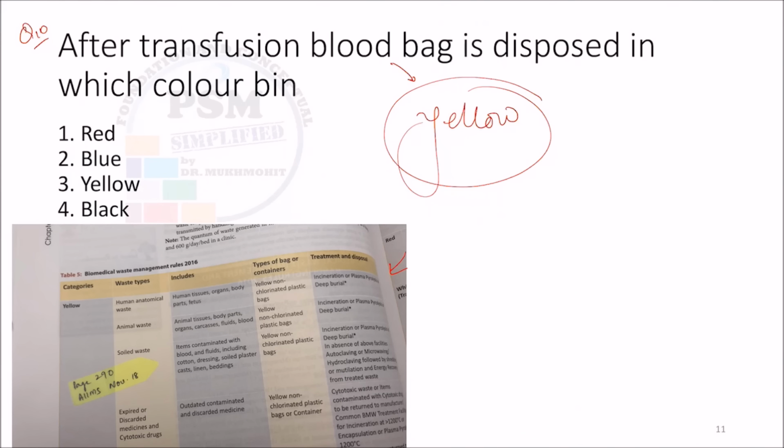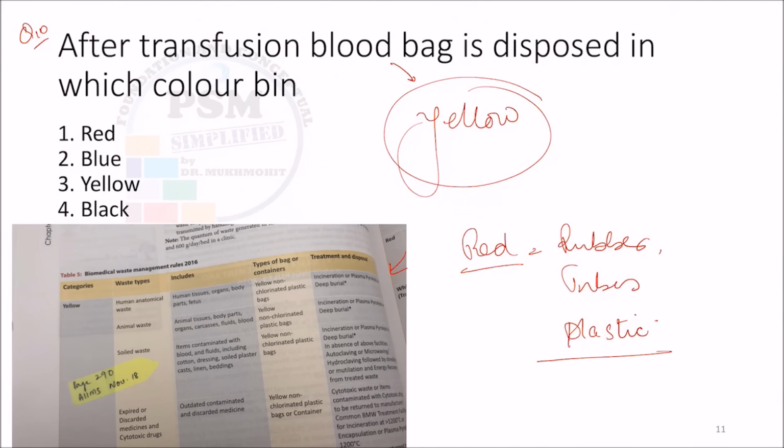In the red category, you have anything which is rubber, tubes, or plastic. Anything which is rubber, tube, or plastic will be thrown in the red bins, but the blood bag is an exception that you put in the yellow category.